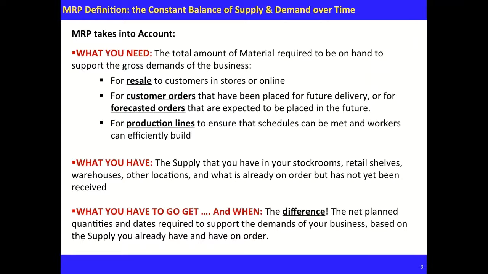MRP is a variation on that. It balances supply and demand. It's monitoring what you're using, telling you when it's time to get more. It's just doing it in a specific way.